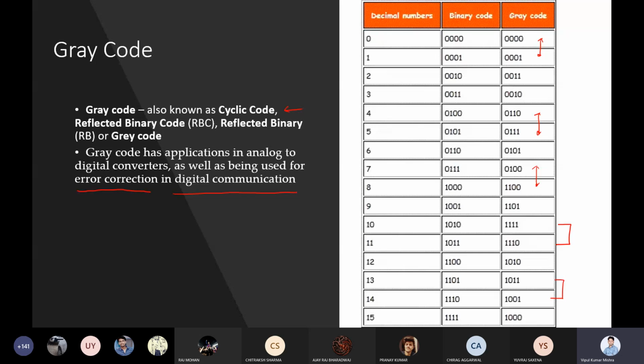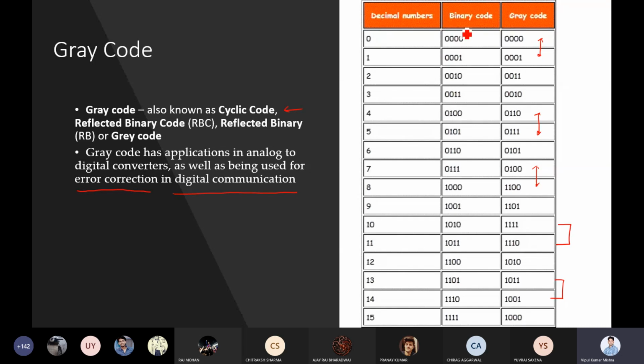In these places this gray code is heavily used, because when you send one piece of information and then send the second, you need to send only one location's information. Everything else will be the same, which means you can play with one bit and you will get the entire information. So that is the beauty behind this gray code.